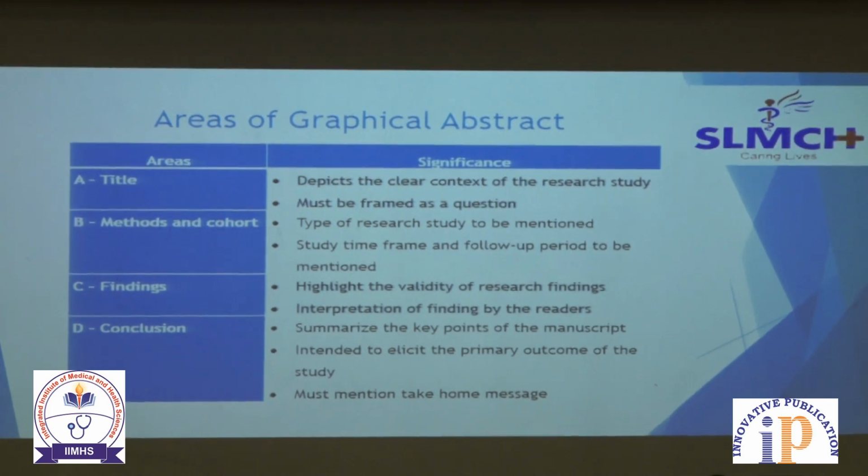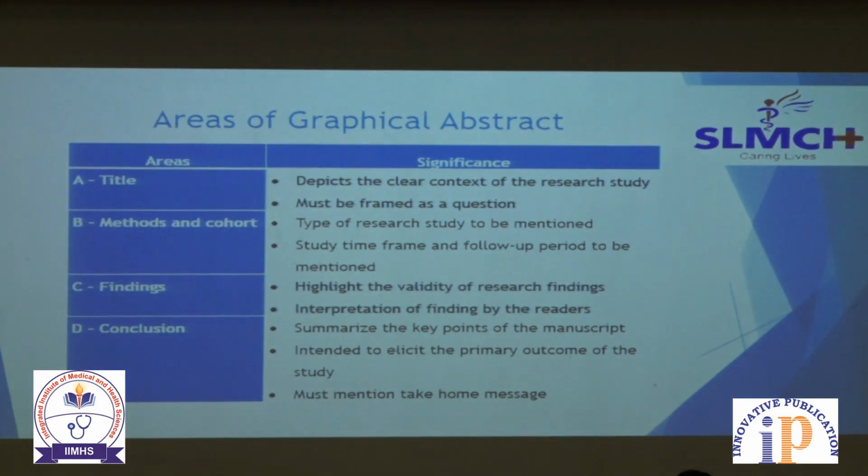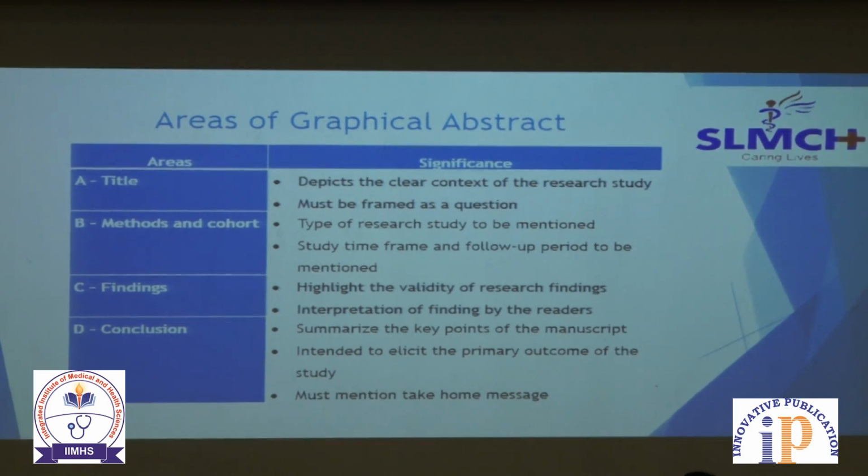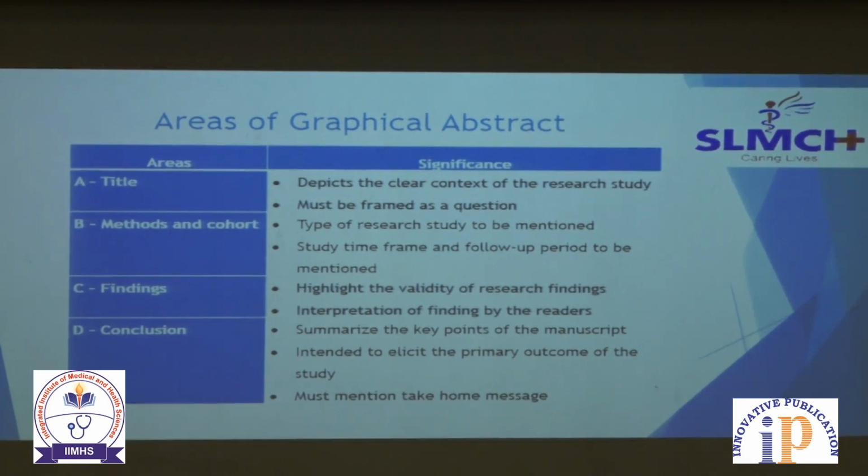And now come to the areas of graphical abstract. We have 4 areas. One is title, second one is methods, third one is findings, and fourth one is conclusion. So if you take this slide as a graphical abstract slide, the topmost line should be your title, and you should divide into 3 columns. One is method, second one is findings, and third one is conclusion. This is how a graphical abstract has to be projected.